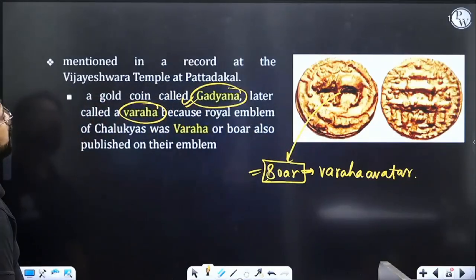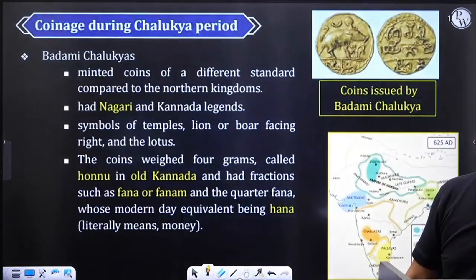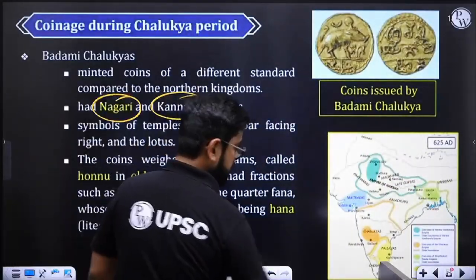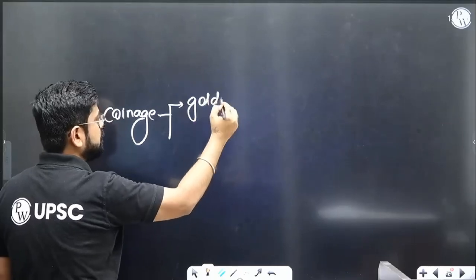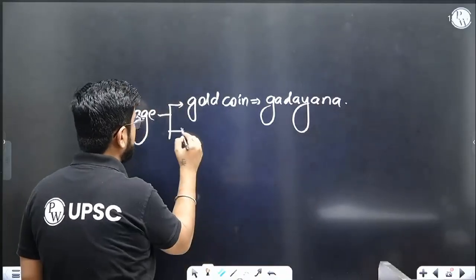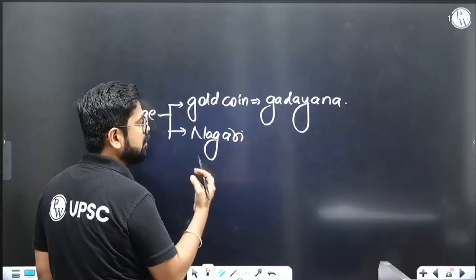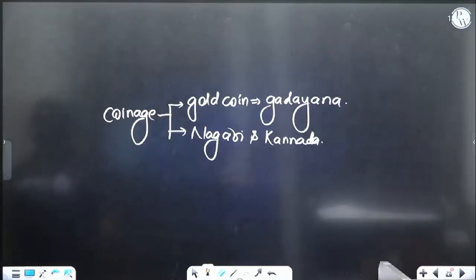Other than that, on the coins they have Nagari and Kannada legends both. So now let's add. We are talking about coinage, and we realize that there is a gold coin as well, called Gadayana, later called Varaha. Plus, now we have a Nagari legend, which is basically related to Sanskrit or Hindi, and also a Kannada legend. So it has mixed a South Indian language as well as a North Indian language. Kannada and Nagari both are being used in this coin now.